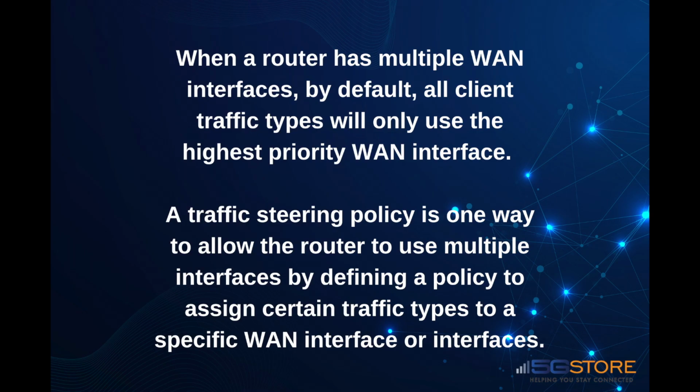When a router has multiple WAN interfaces, by default, all client traffic types will only use the highest priority WAN interface. A traffic steering policy is one way to allow the router to use multiple interfaces by defining a policy to assign certain traffic types to a specific WAN interface or interfaces. This video will cover the procedures for creating WAN performance traffic steering rules.